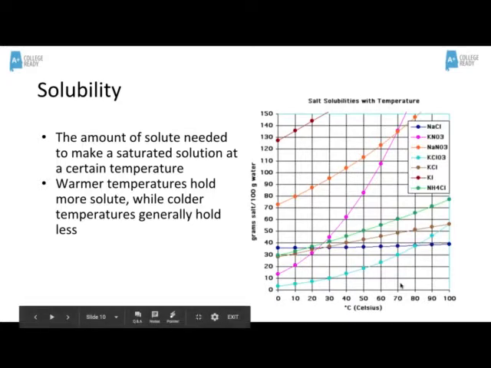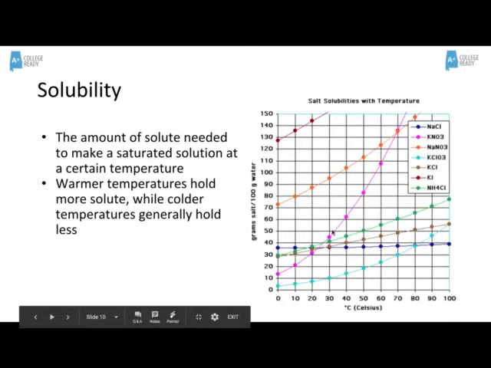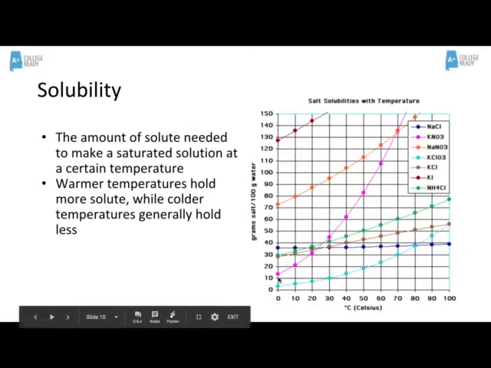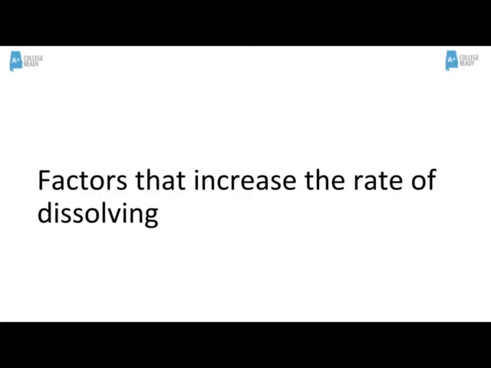If you look at this chart here that you're going to see again, make sure that you understand it. Let's look at KNO3, potassium nitrate, this pink line here. At 0 degrees Celsius, 100 grams of water can only dissolve about 14 grams of potassium nitrate. But as the temperature goes up, so does the solubility. At 40 degrees Celsius, we can dissolve 60 grams in 100 grams of water as opposed to just 14. So warmer temperatures are going to typically hold more solute, and colder temperatures are going to hold less solute. So solubility has a great dependence upon the temperature.